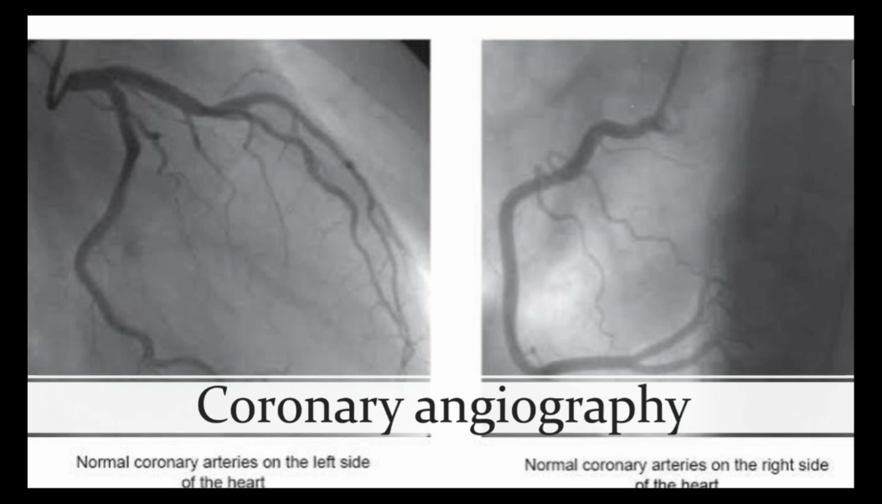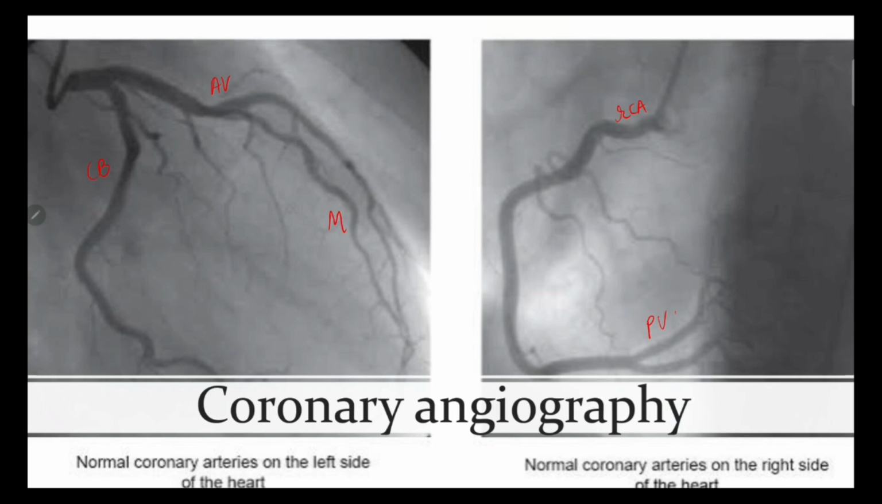In the right side, this one is your right coronary artery and this one is your posterior interventricular branch. Then here you can see in this left side, you can see the anterior interventricular branch and the circumflex branch. And there is this left marginal branch also.